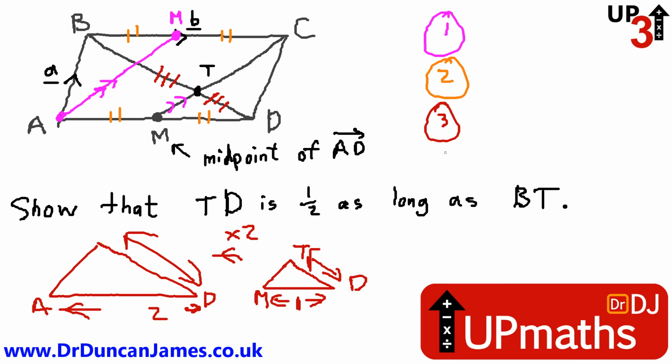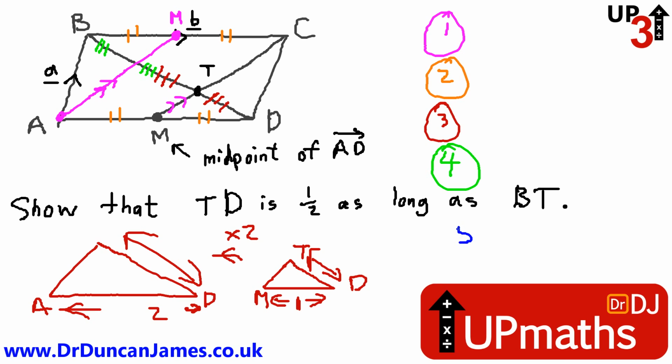Step 4, which I'll do in green, is to make exactly the same argument for this triangle and this triangle. I'll just remove those to make it clearer. So exactly the same argument means that those two must be the same.